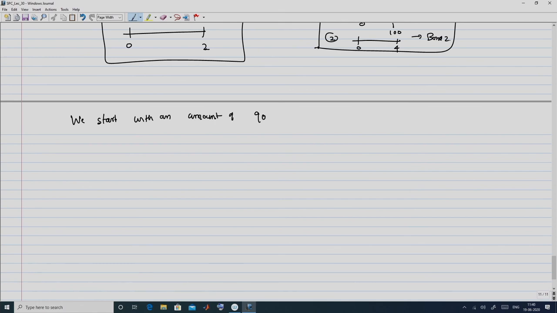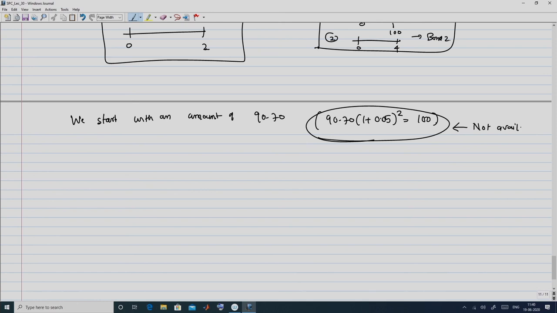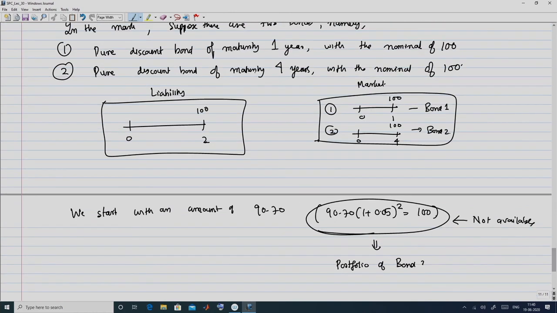Okay, so now, as I mentioned, we start with an amount of 90.70. If we had a 2-year bond, this into (1 plus 0.05) squared would have gone to 100. But unfortunately, this kind of bond is not available, and so I have to create a portfolio of bond 1, that is this bond, and bond 2, that is this 4-year bond.